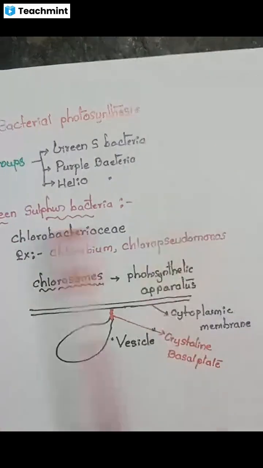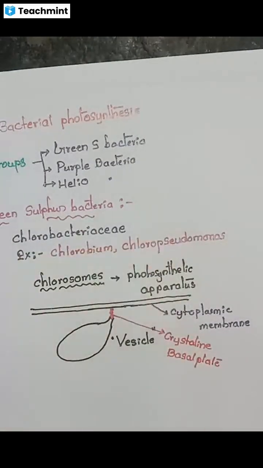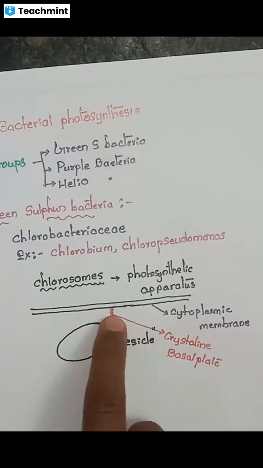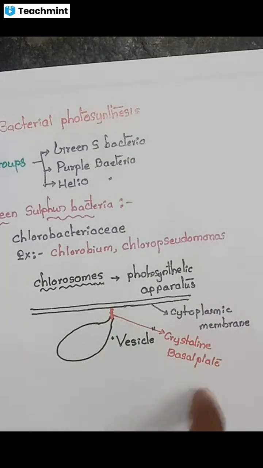So green sulfur bacteria belong to Chlorobacteriaceae. The common green sulfur bacteria are Chlorobium and Chloroseudomonas, etc. In green sulfur bacteria, chlorosomes are photosynthetic operators. Chlorosomes are vesicle-like structures closely associated with the cytoplasmic membrane by the crystalline basal plate.